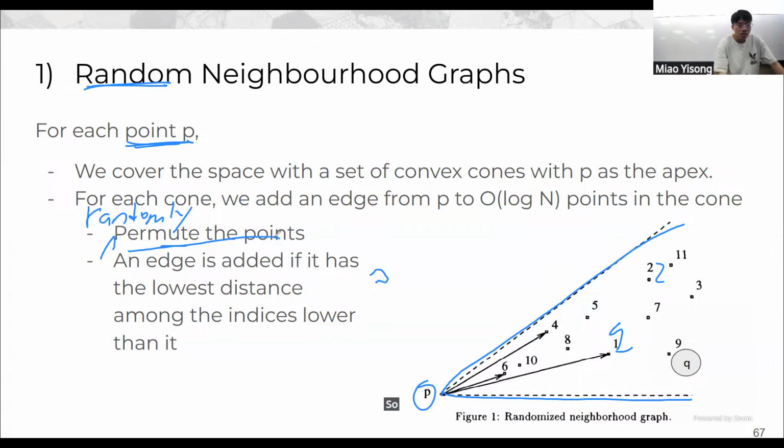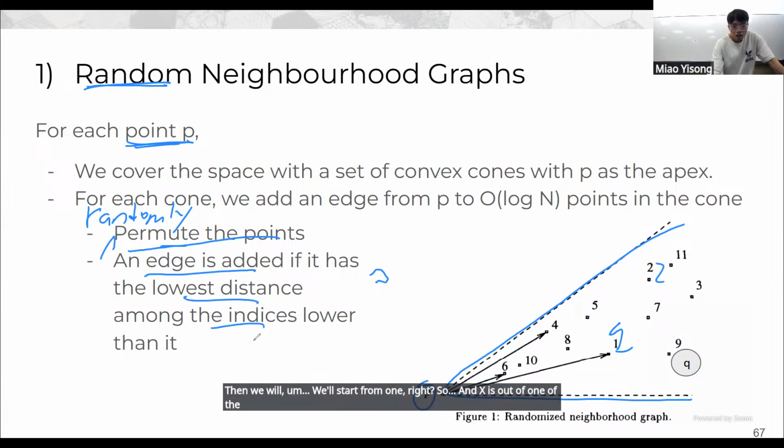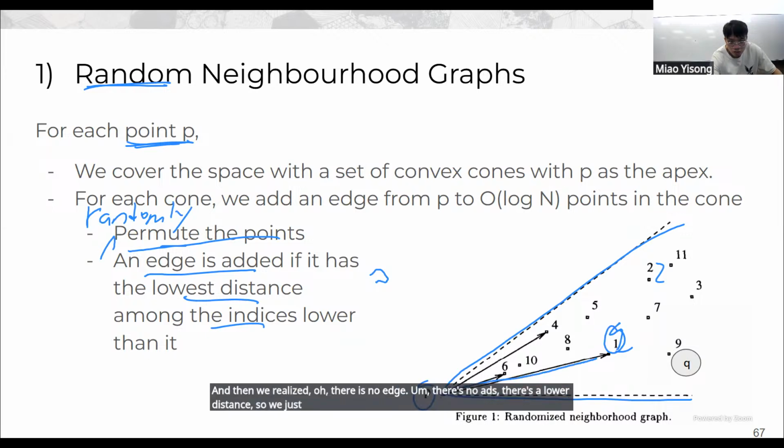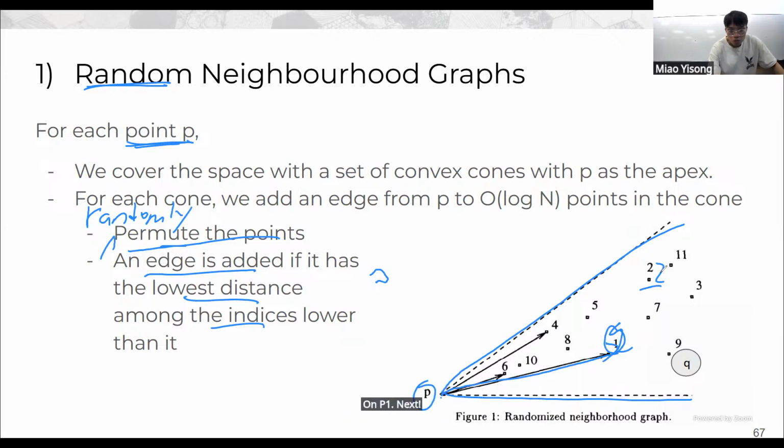After we have assigned the numbers to every point covered by the cone, we start from 1. An edge is added among the lowest distances. So we start from the first point, 1, and we realize there is no edge at a lower distance, so we just draw an edge from p to 1. Next, we go to 2. We realize there is already an edge that is closer to p, so we ignore 2. We do not draw an edge between p and 2. Next, we go to 3. We realize there is already an edge that is closer to p, which is this edge that we have drawn over here.